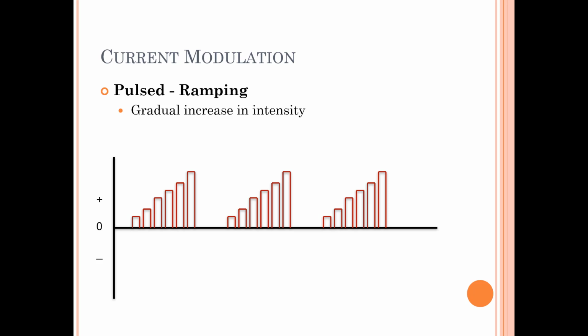A pulsed current can occur in a ramping modulation, most commonly seen as a gradual increase in intensity. Ramping can either be a ramp up or a ramp down. A ramp up is the time during which the intensity of an electrical surge increases. A ramp down is the time during which the intensity of an electrical surge decreases.